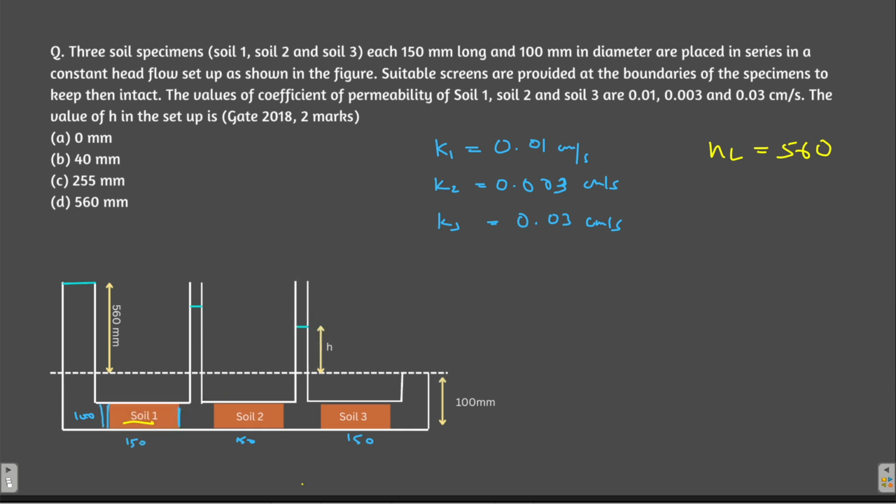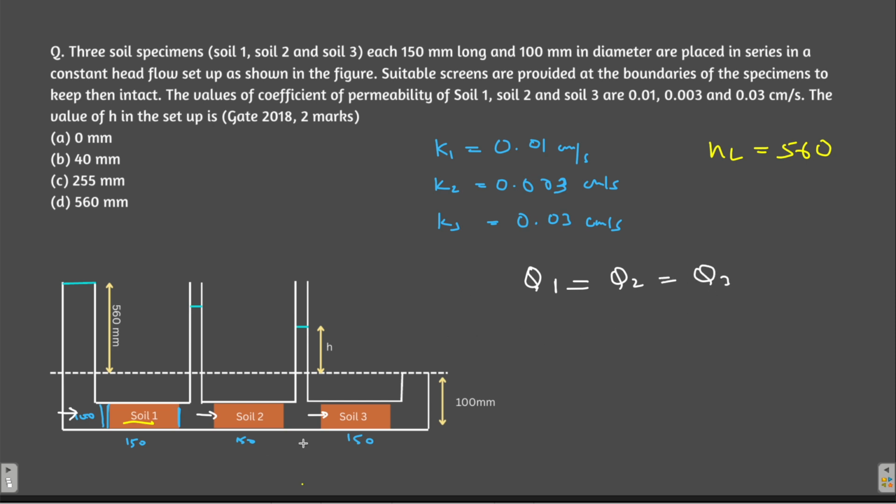So how do we calculate that? Head is getting lost, so what remains constant? The constant is Q, the discharge. Whatever discharge takes place in this soil, the same discharge will take place in this soil, and the same discharge will take place in this soil. The discharge remains constant in all three soils because they are connected in series. So Q1, discharge from soil 1, must equal Q2, which must equal Q3.